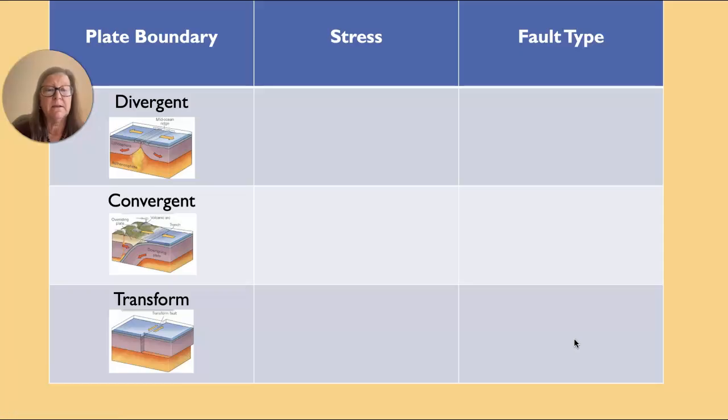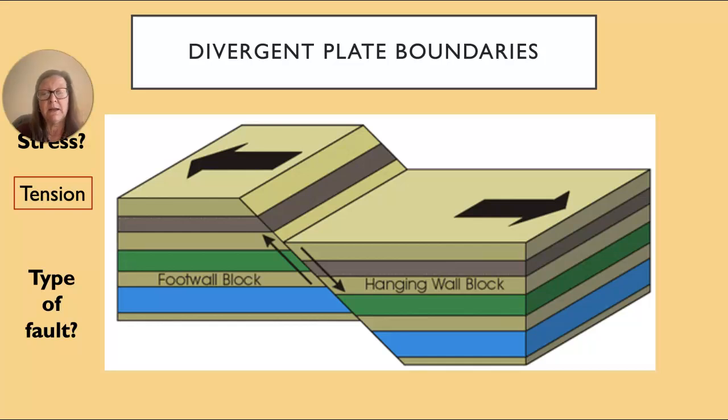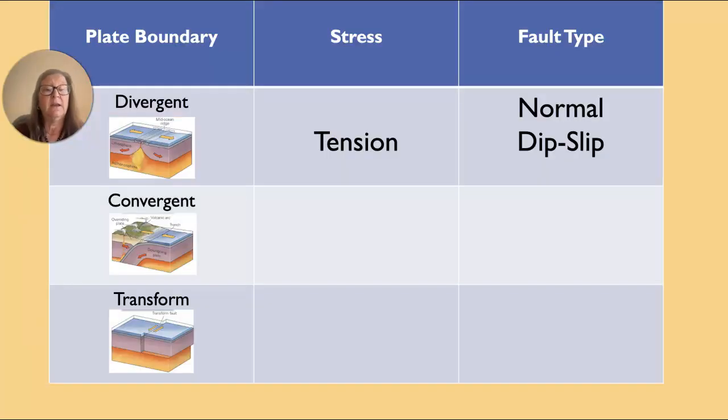So divergent plate boundaries are places where we have plates moving apart from each other, and so that is created by tension. What kind of fault do we have? Well, we have a dip-slip fault. Hopefully you recognize that. Now, where's the hanging wall and where's the footwall? There we go. And the hanging wall seems to have gone down, so this is a normal fault. So on your chart, for divergent plate boundaries, the stress that creates these types of boundaries is tension, and the fault type that would be created would be normal dip-slip.